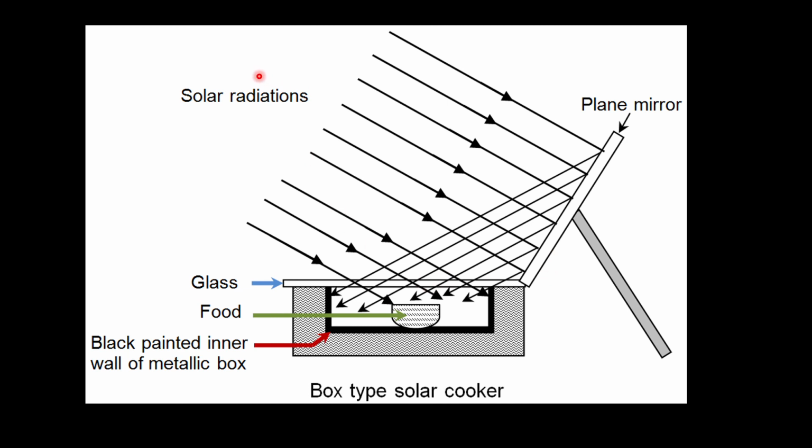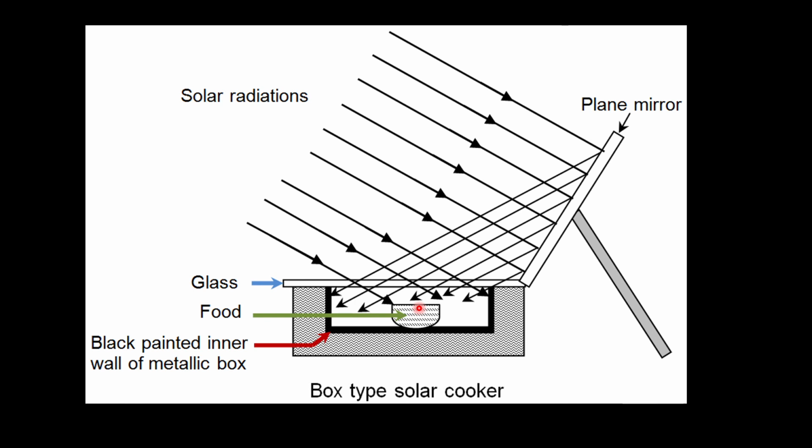So how it works is that the solar radiation falls on the plane mirrors, which reflect the light back to the glass cover and into the box. Inside this box, we place the food to be cooked in a vessel. Because of this heat energy, the food placed in that vessel gets cooked.